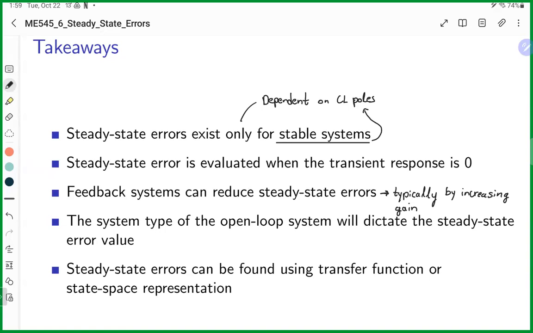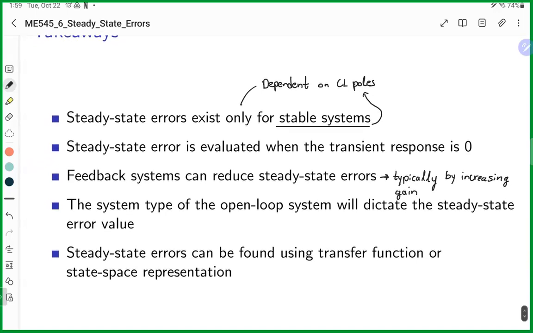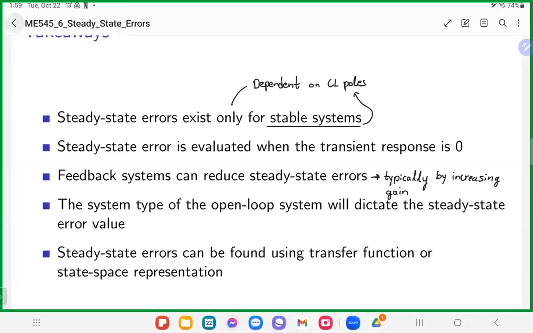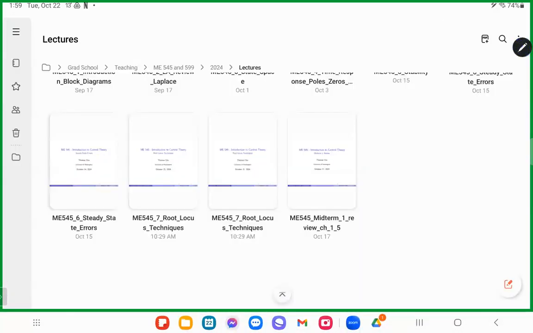Feedback systems can reduce steady state error, and this is typically attained by increasing gain. And the system type of the open loop system will dictate the steady state error value. So keep in mind if the system is a type 0, type 1, or type 2 system, and steady state errors can be found using the transfer function or state space representation. So that wraps up chapter 7, and we'll move on to chapter 8 on root locus techniques.